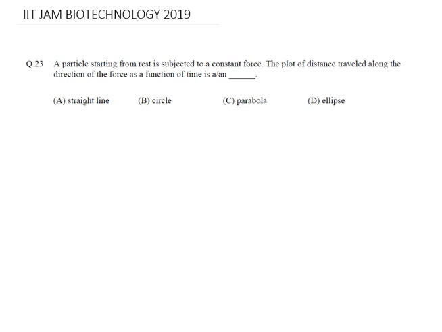Hello, today we are going to solve one question from IIT JAM Biotechnology 2019. As we know that JAM is one of the most important examinations in India for those students who want to join IITs to pursue their master degree courses. So this is question number 23 from section A, and as this is an MCQ type question, only one option is correct among these four given options. So let's see what is in this question.